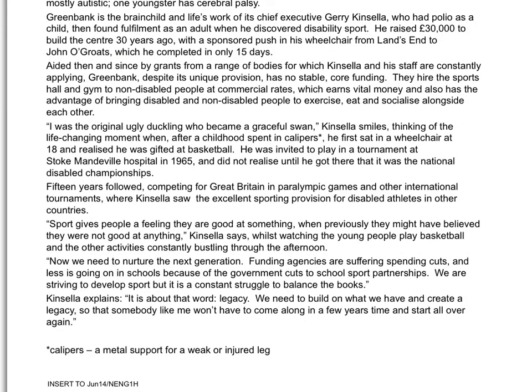I mentioned earlier that these texts often have some sort of shift, some change in tone or perspective, and this one does in a slightly different way. What this one does here is refer to the fact that funding is not stable. So aided then by and sent by grants from a range of bodies for which Kinsella and his staff are constantly applying, Greenbank, despite its unique provision, has no stable core funding. So my interpretation of this is that people really don't care about it. It's not something the government's interested in. It's something that people are interested in, but they just do not get the funding that they require. Therefore, people with disabilities are constantly discriminated against.